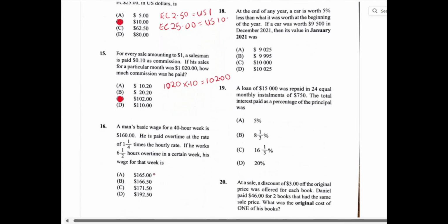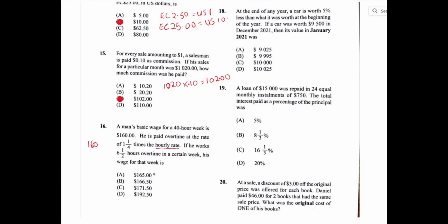A man's basic wage for a 40-hour week is $160. He's paid overtime at a rate of 1.25 times the hourly rate. If he works for 6.5 hours overtime in a certain week, his wage for that week is what? So his basic wage is $160. We're going to add $160 to the overtime wage once we figure that out. He is paid 1.25 times our hourly rate.